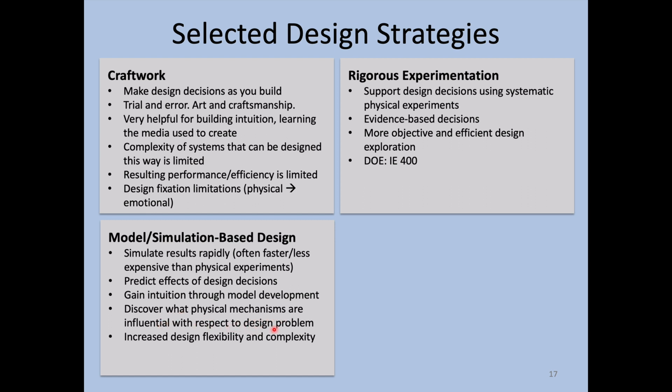These kinds of tests are helpful to discover what physical mechanisms are influential with respect to the design problem. So are there certain things we need to make sure that we include in the model? If we're dealing with a fluid system, do we need a model that's capable of modeling turbulence at some level of fidelity, for example? If we are using this model or simulation-based design, that often can allow us to increase the level of design flexibility we have, the amount of complexity we can manage in the design problem.